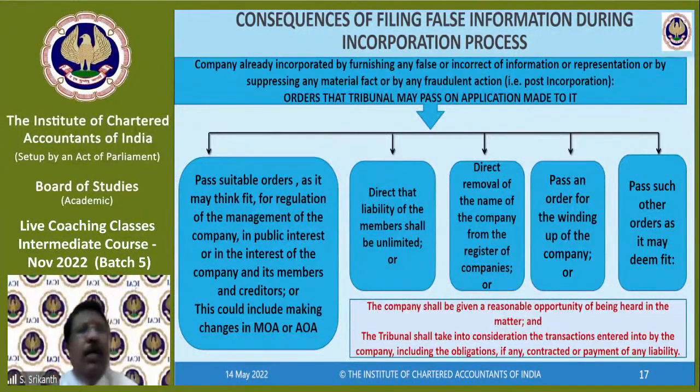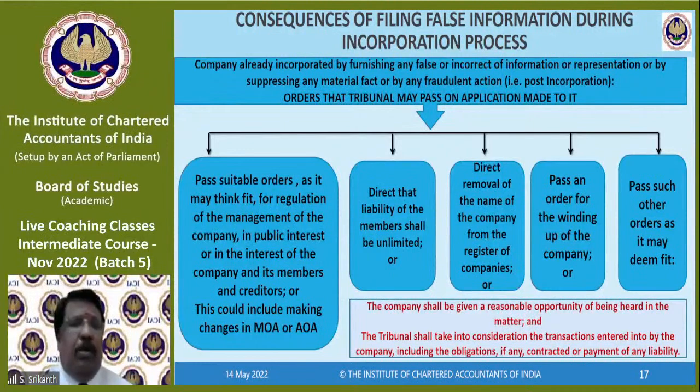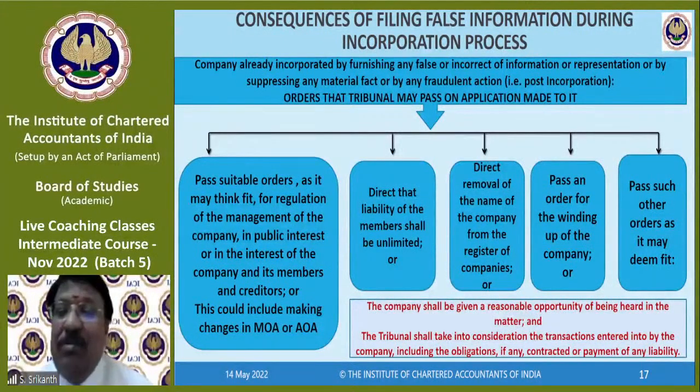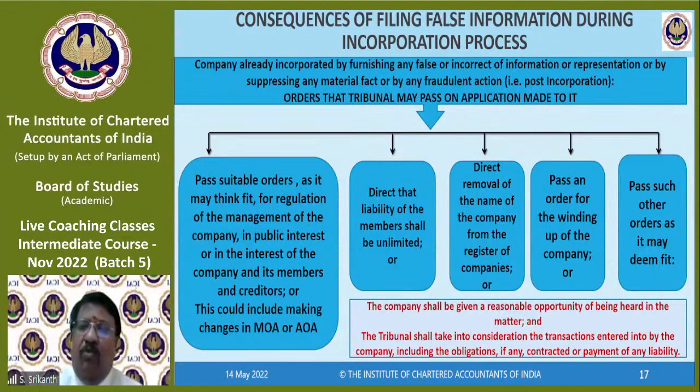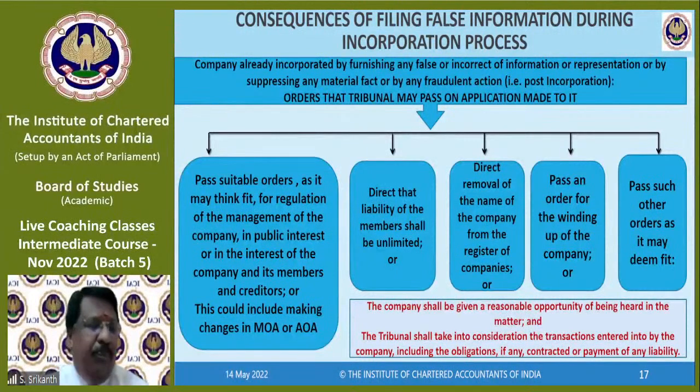The official liquidator will come. He will sell the assets, pay the creditors, then inform the tribunal. The tribunal will pass an order for dissolution. Then the name will be struck off. Winding up is a process, whereas removal of name is immediate. It depends on the situation. The logic: I can remove the name only if there is no transaction, nothing. But if some transactions are there, winding up.